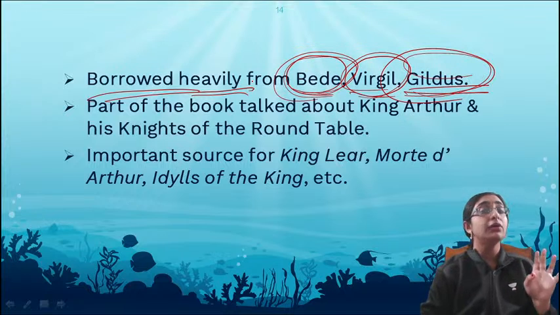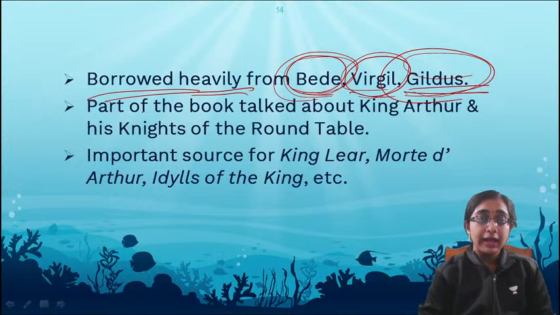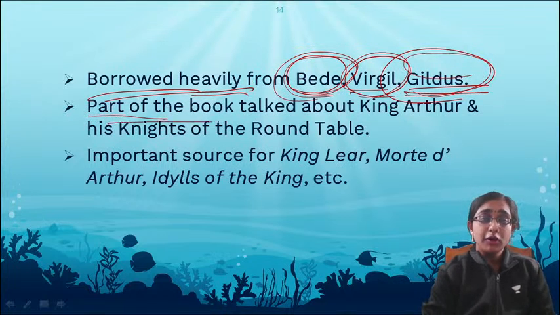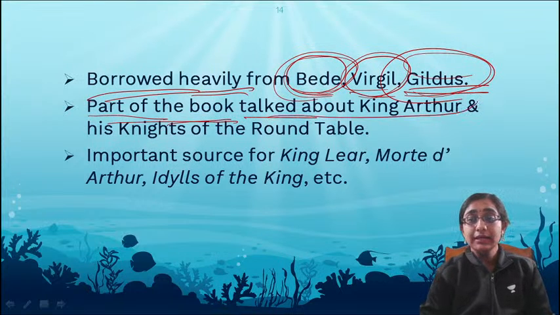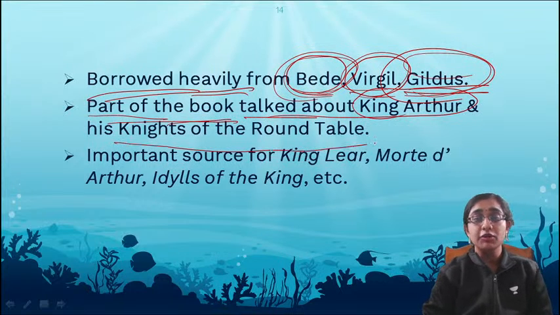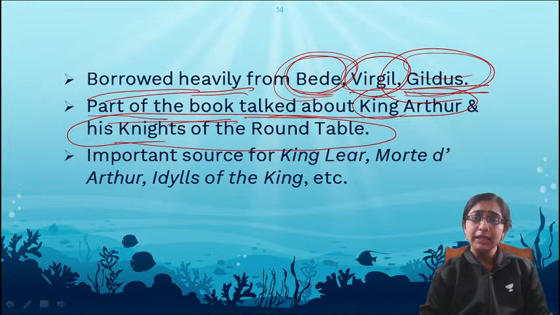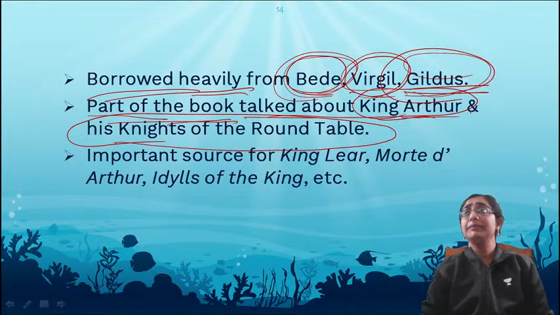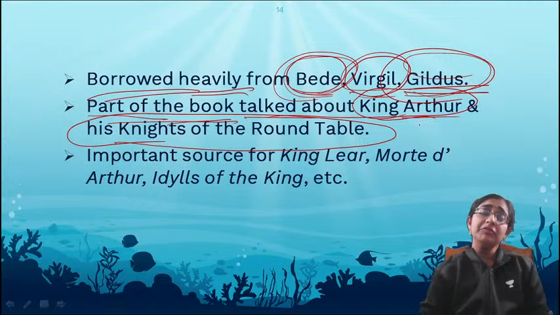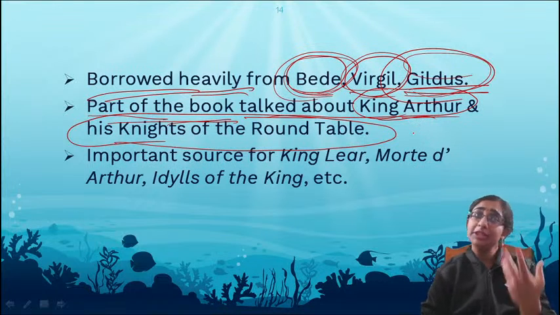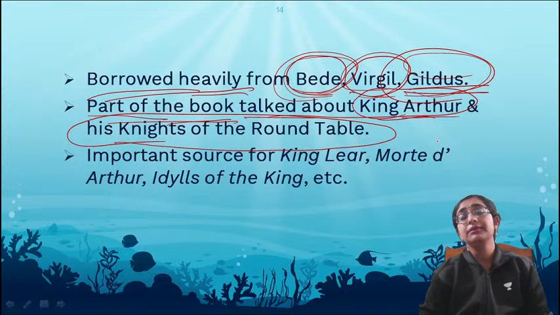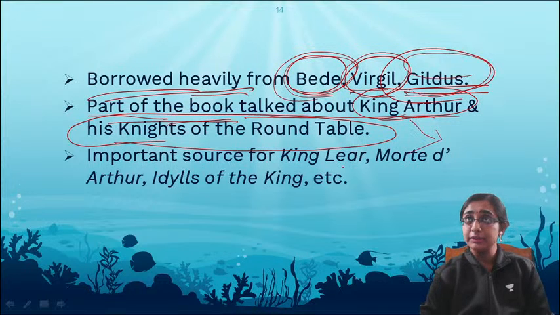So from Bede's work, from Virgil's Aeneid, and from Gildas's work, Geoffrey of Monmouth borrowed the material, the information for his chronicle. And a large part of the book talked about King Arthur and his knights of the Round Table. King Arthur is a legendary king, and you can find the mention of King Arthur in almost all the chivalric knightly works written during the Middle English age.